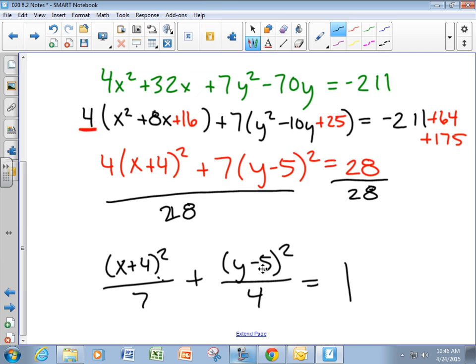I know where the center is. I can see what my a squared is, so I could find my vertices if needed. I could find my foci if needed by doing my c squared equals a squared minus b squared. So there's all kinds of things that could happen now that I have my equation.